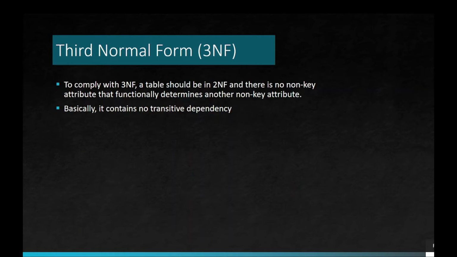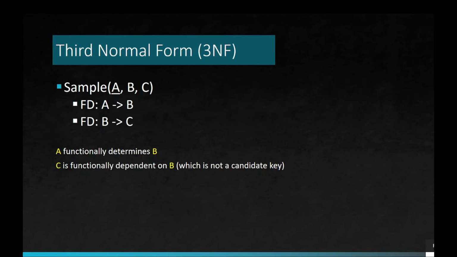So this is what we call transitive dependency. Let's take a look at this simple example. Here we have an entity called sample. It has attributes A, B, and C. Here we have A, which is a primary key, functionally determines B, and B, which is a non-primary key, functionally determines attribute C. And if you take a look here, B is not a candidate key.